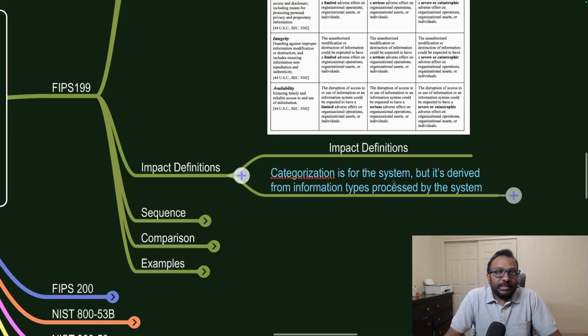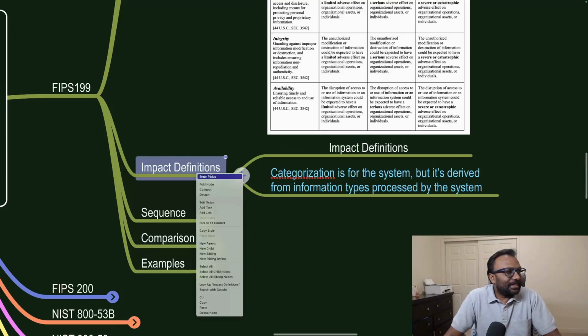Categorization is for the system, but it is derived from the information types processed by the system. Information types could be PII, PHI, or generic data, like public website data. All these data types have different priorities, and they are processed by a system. If a system is processing HRMS, payroll, or company patented data, these are all part of a critical system. Okay, with that, let's go to the sequence.